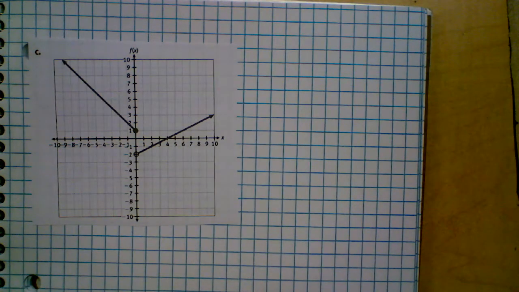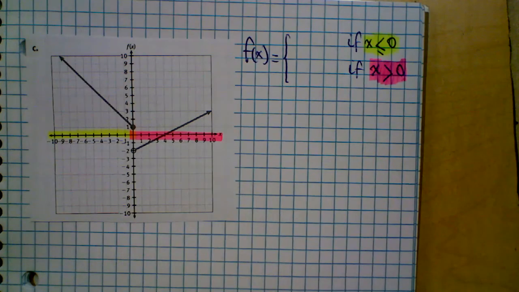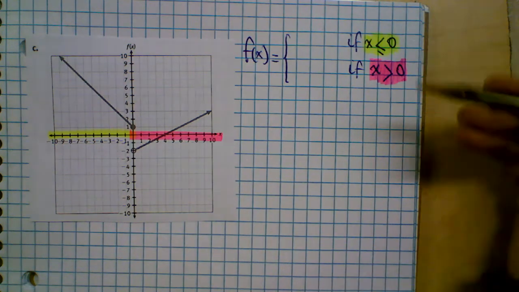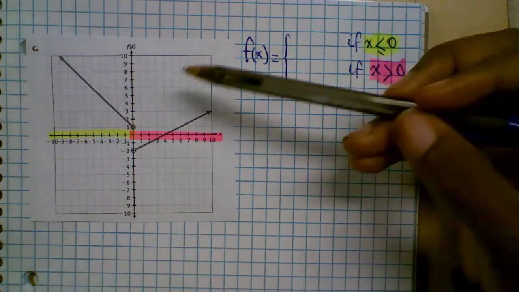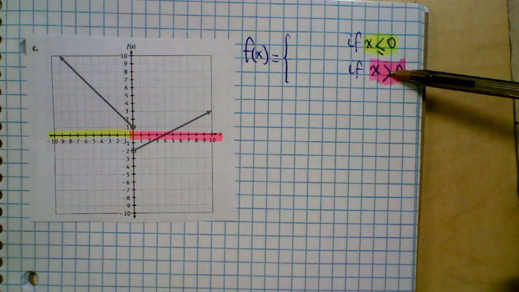Okay, so let's do this. First, I would like you to pause the video. I would like the video to be like a check for understanding. Pause the video and try to do this part all by yourself. So please pause. I hope you're able to get the domain restriction correctly on the left side of zero and on the right side of zero.